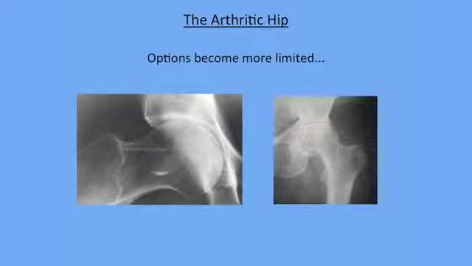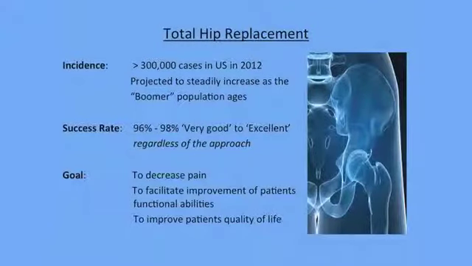So when the hip becomes arthritic by x-ray and there's groin pain and pain that interferes with daily living, standing, walking, quality of life, options become more limited. Arthroscopy is not an option for the arthritic hip, and I think Dr. Helgager will echo that for the arthritic knee. But total hip replacement then becomes the surgical option.